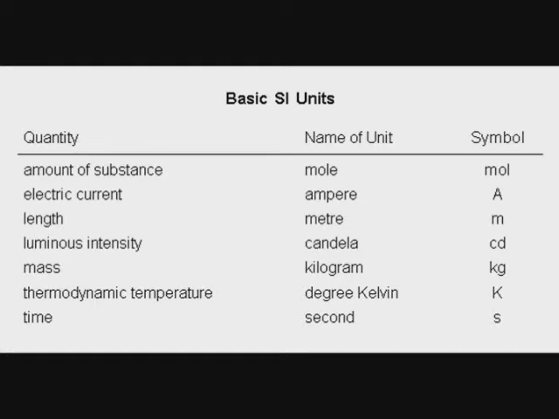Where do they come from? Here are some examples. Second is defined as 9,192,631,770 oscillations of cesium-133 atoms. Meter is defined as the distance that light travels in 1 over 299,792,458 of a second, since light travels at 299,792,458 meters per second. And kilogram comes from the mass of the international prototype.